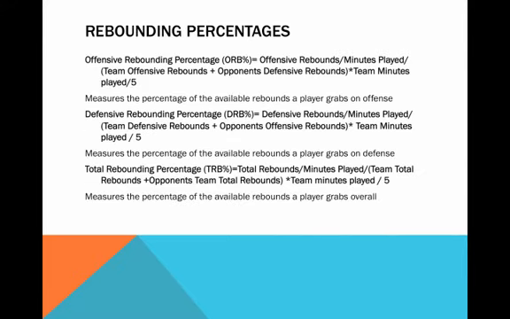Here are some examples of tempo-free stats. So right here we have offensive, defensive, and total rebounding percentages. And these are all calculated in a similar manner. The formulas compare a player's actual rebounds versus the amount of rebounds he could have gotten while he was on the court. This gives us a percentage of the chances a player has of getting a rebound given the situation. I personally find offensive rebounding percentages to be the most important because offensive rebounds yield extra possessions, which yields more points.